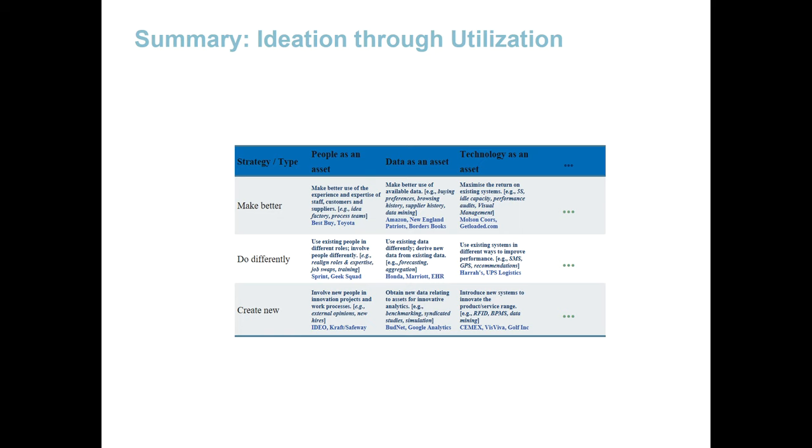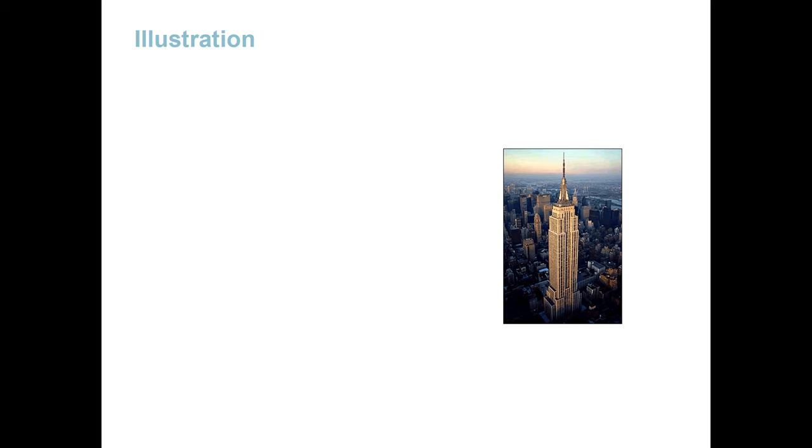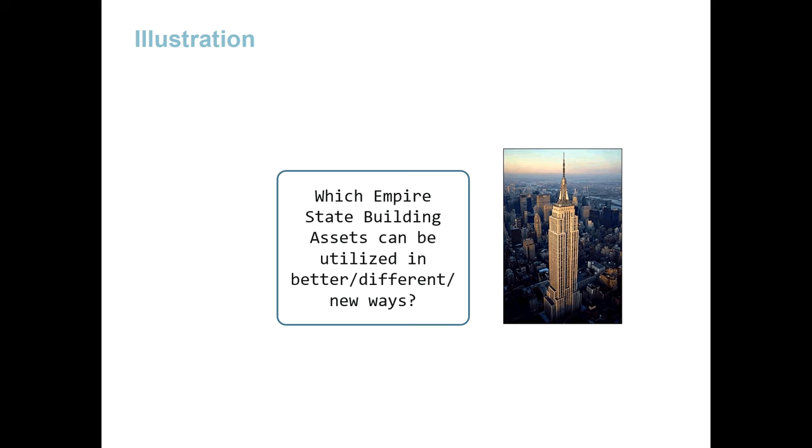And let me wrap that up by going back to our now well-established example of the Empire State Building and now applying the utilization thinking style. In utilization, we would basically ask the questions, what are assets in the ecosystem of the Empire State Building that we could utilize in better, different, or new ways? What could be considered an asset that we're not utilizing fully, and then create new value models from this?